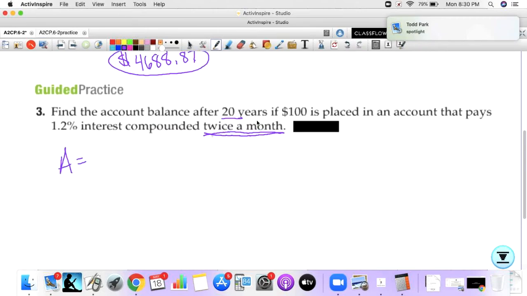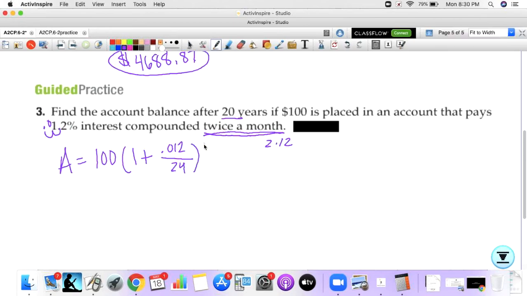I don't know my outcome. My P value, my principal, is going to be 100 times 1 plus, I'm going to do my rate over my N. So my rate, I can't keep it as a percentage. It has to be a decimal. So 0.012 divided by my N. So if it happens twice a month, so 2 times 12 months in a year is going to be 24. And then I'm going to have it raised to the 24 times how many years? And they said 20 years. So that's a lot of time, and it's going to be compounded a lot of different times also.